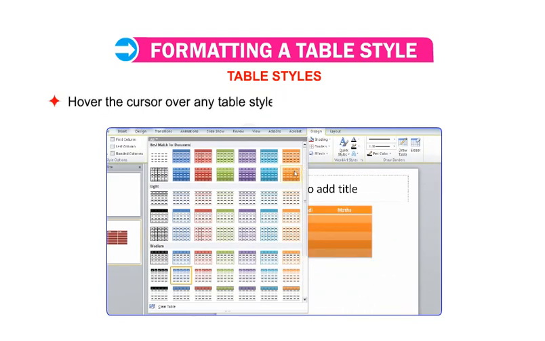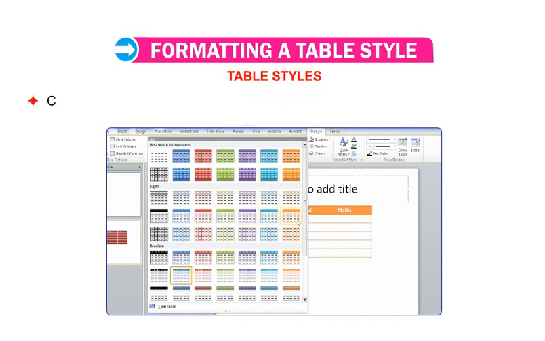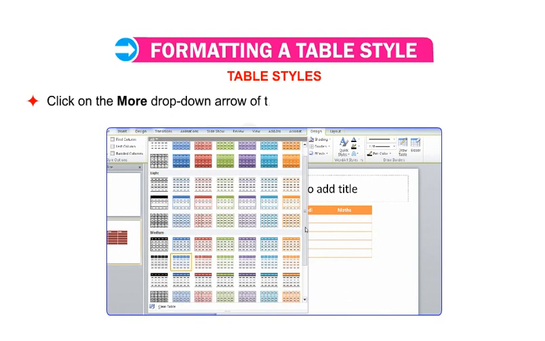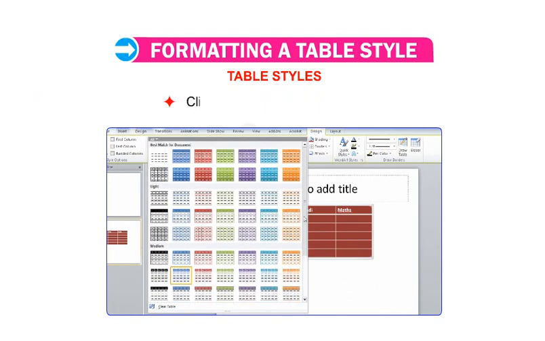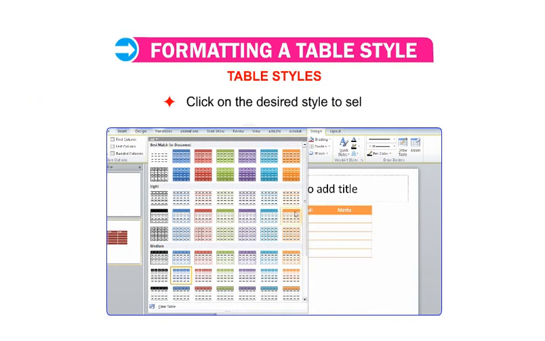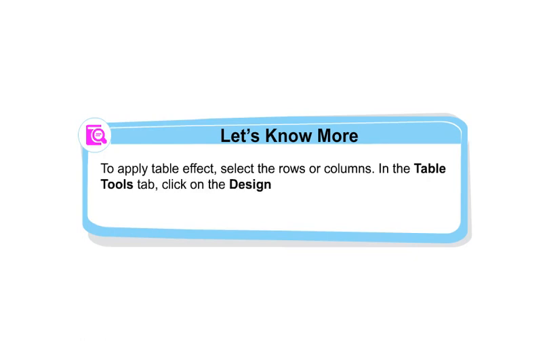Hover the cursor over any table style to see its live preview on the slide. Click on the More drop-down arrow of the Table Styles group to view all the options. Click on the desired style to select it. Okay students, let us know more. To apply table effects, select the rows or columns. In the Table Tools tab, click on the Design tab. Then go to the Table Styles group. Then go to the Effects option.